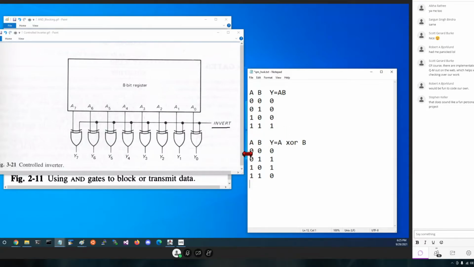So let's assume that the first signal here is the invert signal. Notice that B passes directly through to Y if invert is low. If invert is high, however, we get the opposite of B on the output, which is exactly what we wanted to do. Under the control of A, invert B.